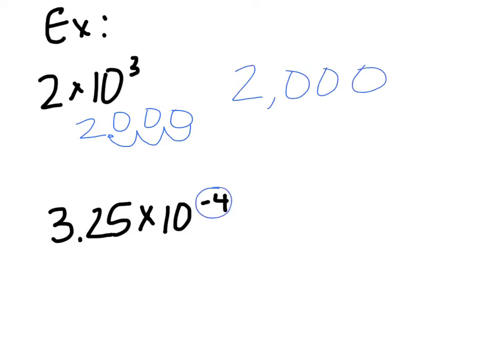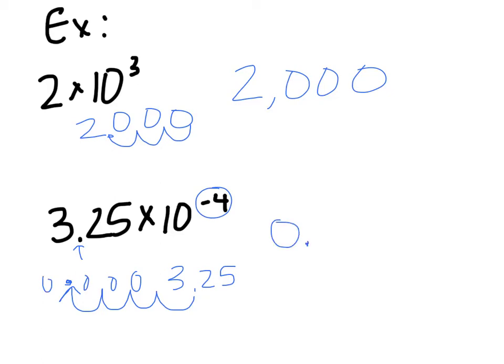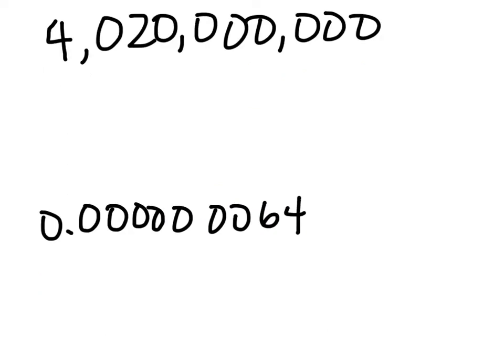Okay, if it's a negative exponent, that means that my decimal point is going to be moving to the left, because basically I'm dividing by 10. So I have 3.25. I'm going to move the decimal 1, 2, 3, 4 places, and this is where it's going to be now. I fill in these zeros, and my answer in standard form is 0.000325.